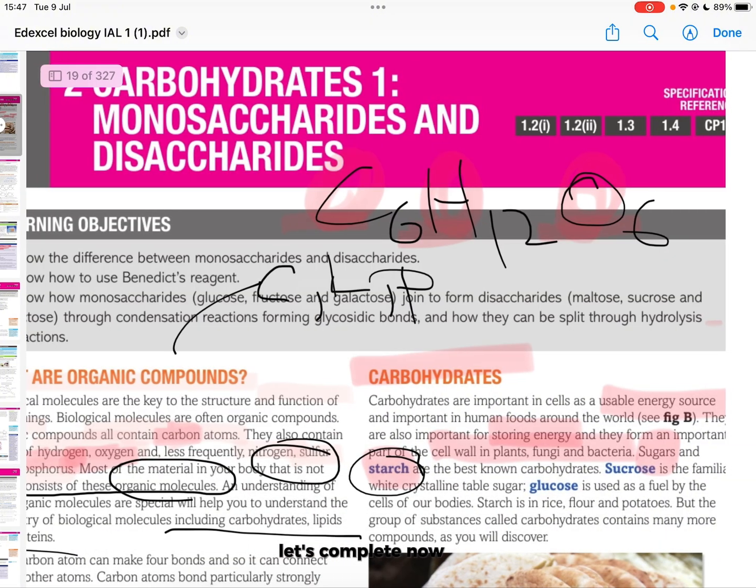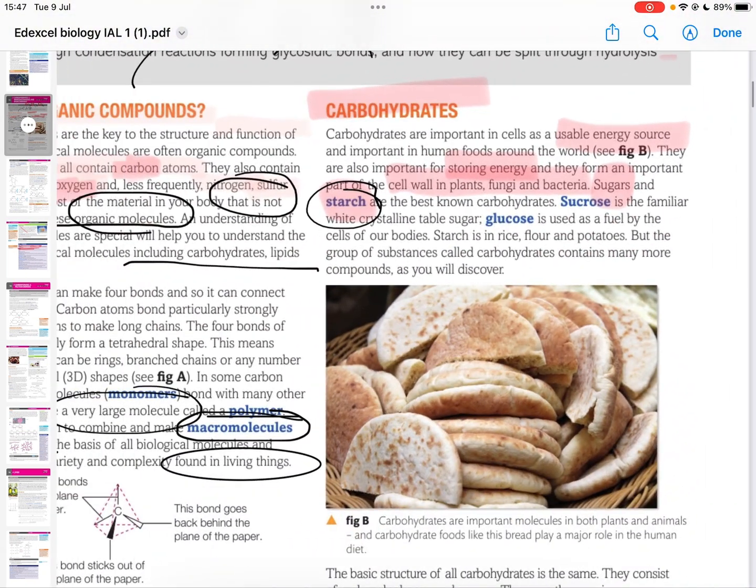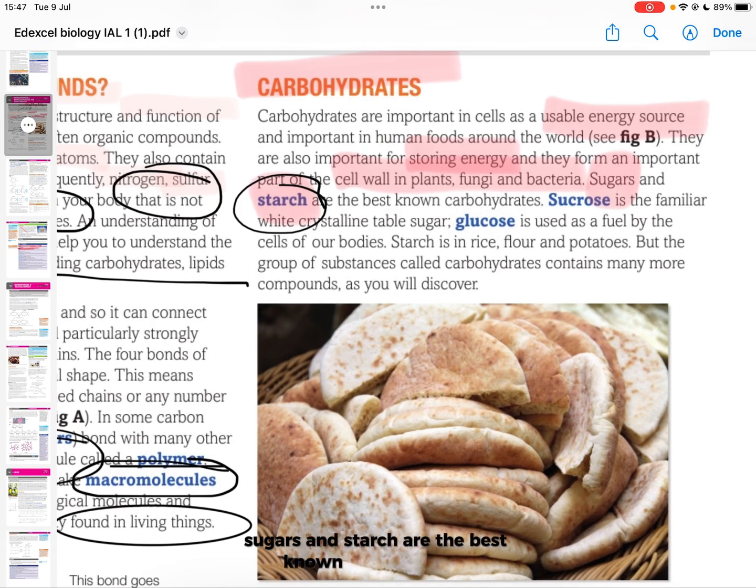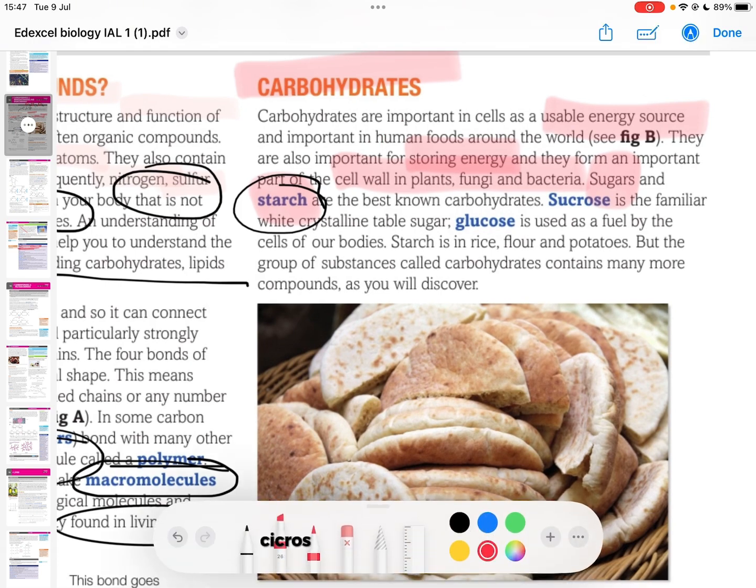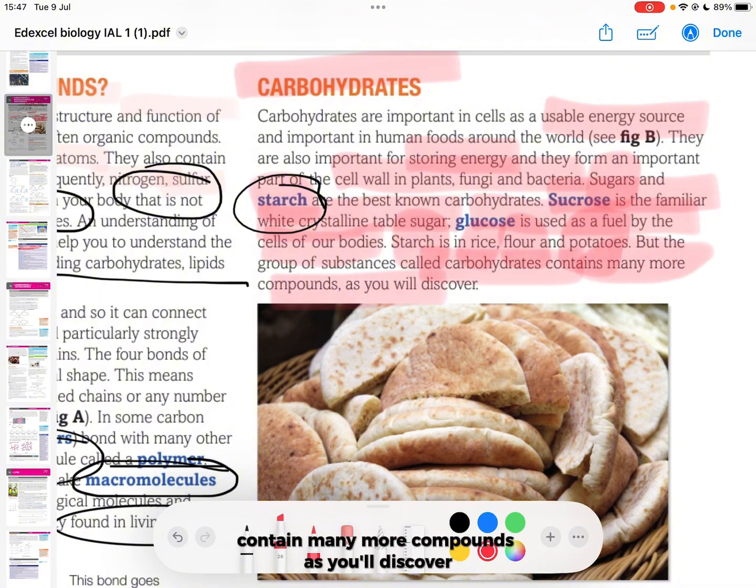Let's complete now. Sugars and starch are the best known carbohydrates. Sucrose is the familiar white crystalline table sugar, and glucose is used as a fuel by the cells of our bodies. Starch is in rice, flour, potatoes, but the group of substances called carbohydrates contain many more compounds, as you'll discover.